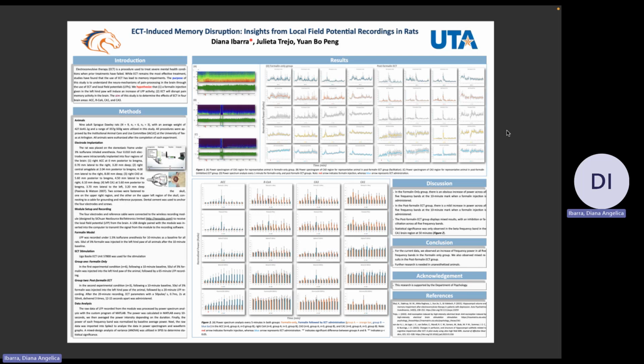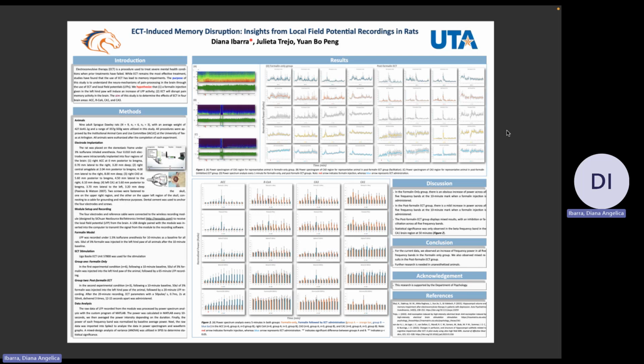So, electroconvulsive therapy, or ECT, is a procedure that is used to treat severe mental health conditions when prior treatments have failed. While ECT remains a last resort intervention, this treatment does yield the most effective outcomes. However, studies have found that the use of ECT has led to memory impairments in some patients. In this exploratory study, we are using ECT to test if a painful memory can be eliminated through the use of continuous local field potential, or LFP, recordings, and through the formalin inflammatory pain model.